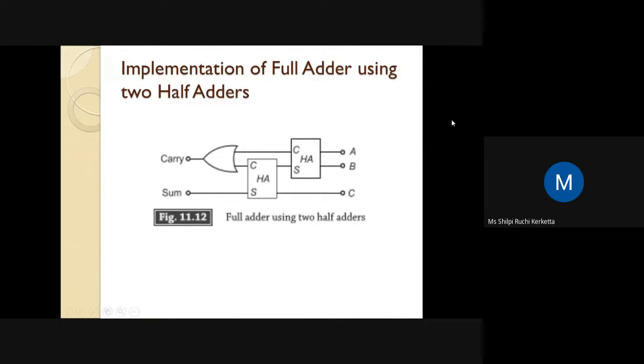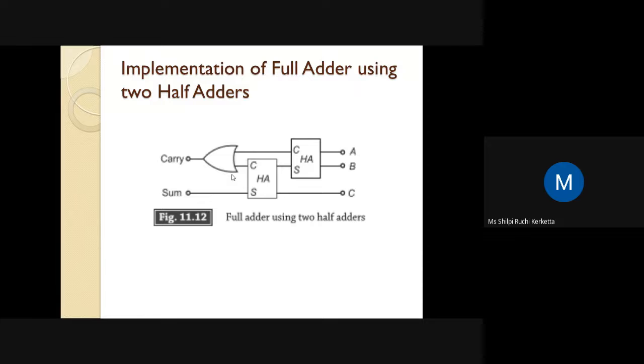So we will implement this full adder using half adders. This is in your book. So this is the circuit. If we put this first half adder, and then this second half adder, we will get a sum and carry. So the same thing you will get. So this is the implementation of a full adder using half adders.